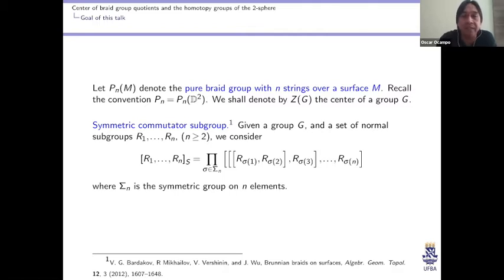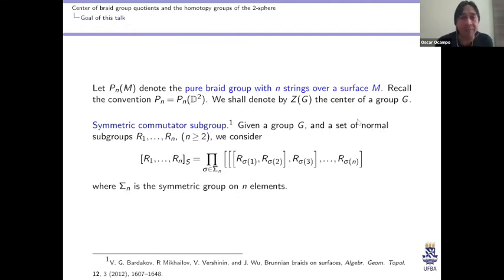So, some notation. Let P_n(M) denote the pure braid group with n strings over a surface M. When we talk about the classical Artin braid groups, we just write P_n instead of P_n of the disk. This is a well-known convention. I will denote by Z(G) the center of a group. Okay, that is common.